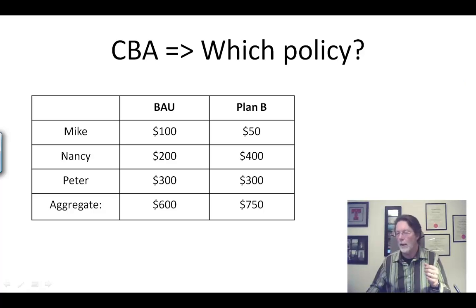All right, well, the cost-benefit analysis, which we can use either as a determinant of our decision or as an input into our decision, takes each of the three people, Mike, Nancy, and Peter, looks at their net benefits, which is 100, 200, and 300, and adds them up. Sorry, that's supposed to be a plus sign. And we get 600 here, and we get 750 here. On purely utilitarian grounds, when what matters is the total and not how it's distributed, then Plan B seems to come out better.